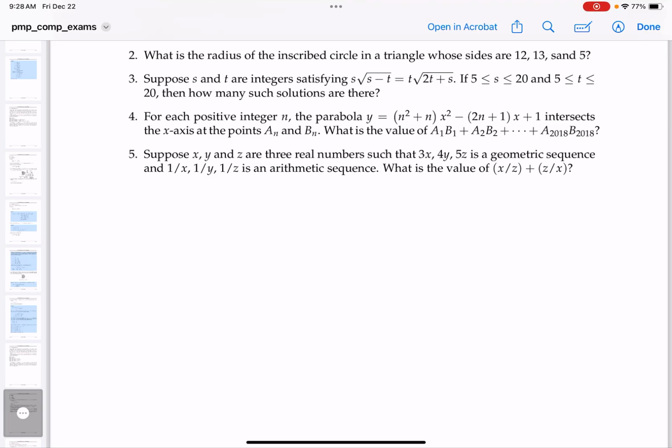Okay, on problem number 4, it says for each positive integer n, so n's an integer again, they have a parabola, it's quadratic, that intersects the x-axis at points an and bn. What is the value? And this is tough because it's the sum. The sum starts with a1 b1 plus a2 b2 up to a2018 b2018. Well, I gotta think about that.